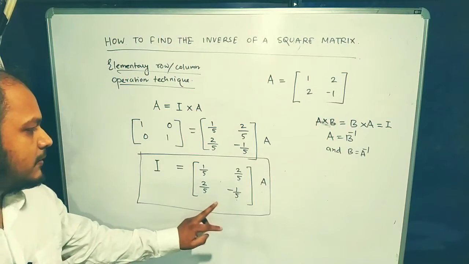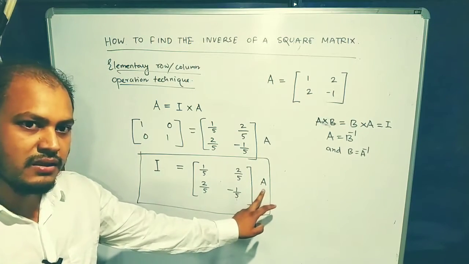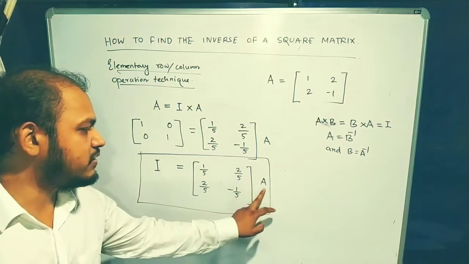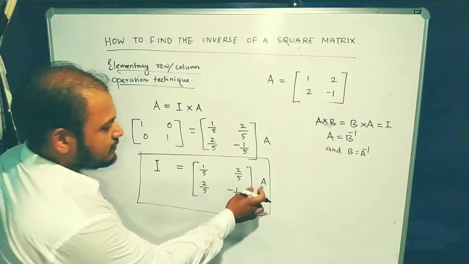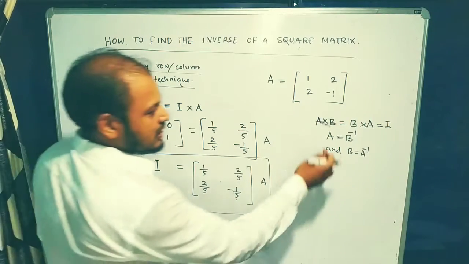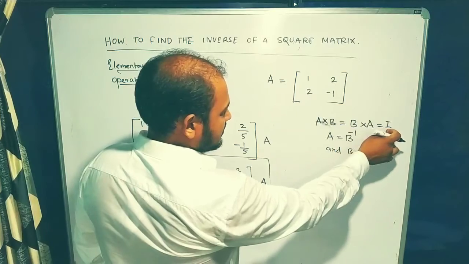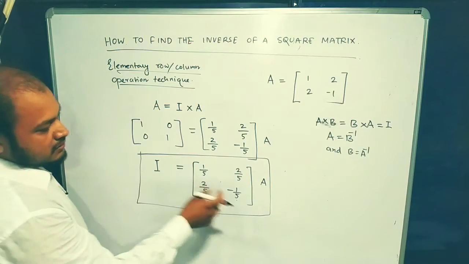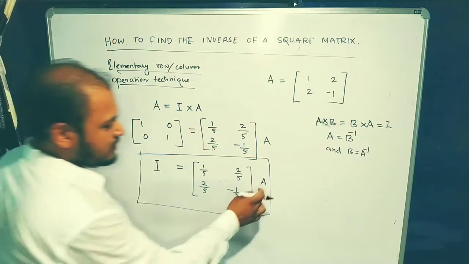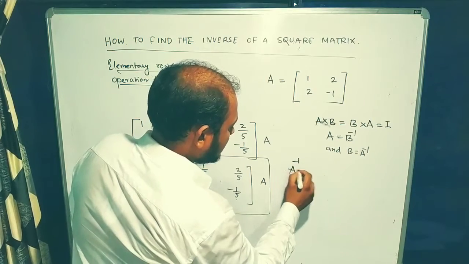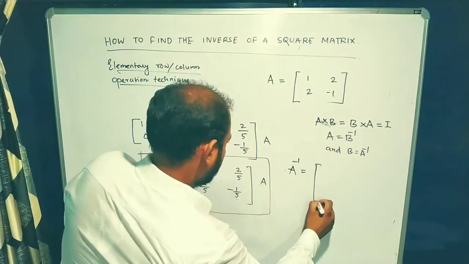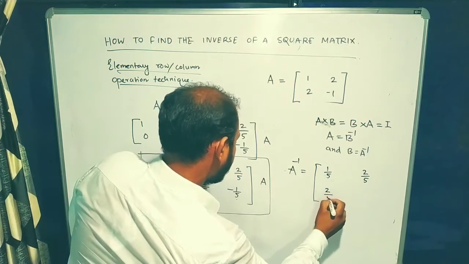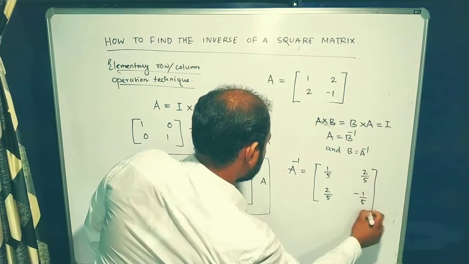Now look at this matrix here. This matrix is getting multiplied with A, and after multiplication we are getting I. So what does this mean? That simply means that this matrix is the inverse of that matrix, right? So in other words, inverse of A is this matrix, because if two matrices are multiplied and the product is I, then one of the matrices must be the inverse of the other. That simply means that inverse of A is nothing but this matrix. Inverse of A is 1 by 5, 2 by 5, 2 by 5, minus 1 by 5. So this here is your answer.